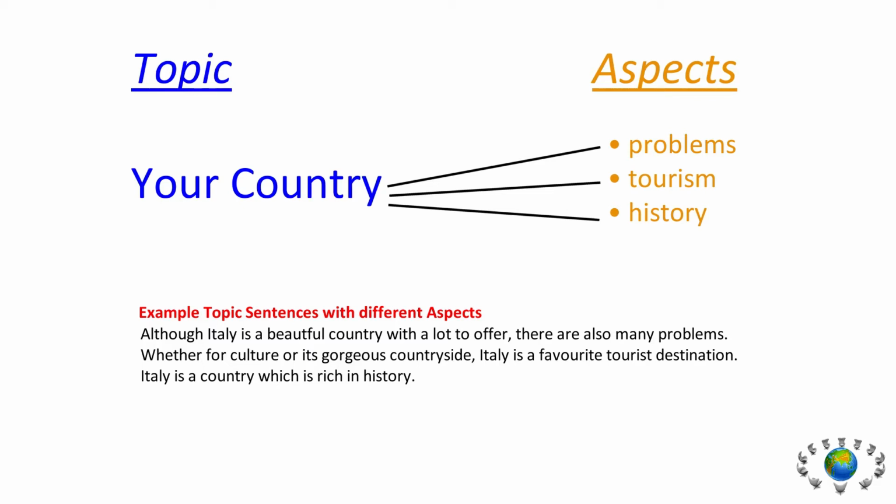Or you could talk about tourism. All right? Completely different aspect. Or maybe you talk about the history of your country. When you know your topic and the aspect, we need to try to put both pieces of information in your first sentence. It's usually possible if you think carefully. If you find it very difficult, well, try to do it in two sentences.